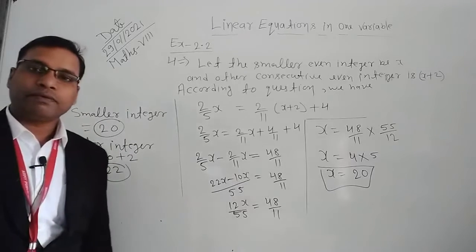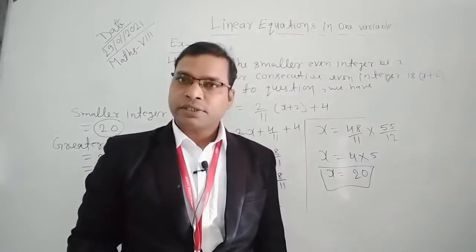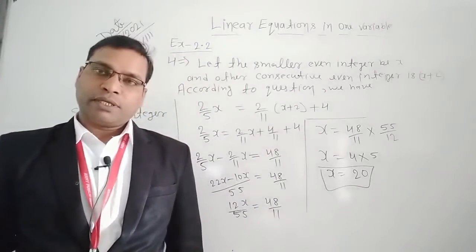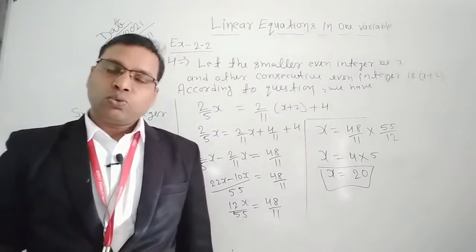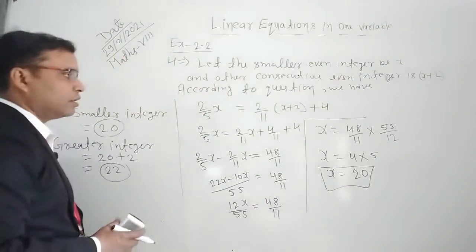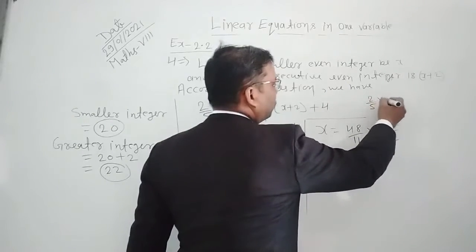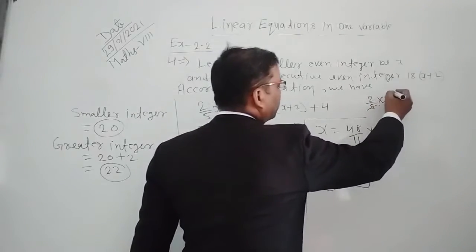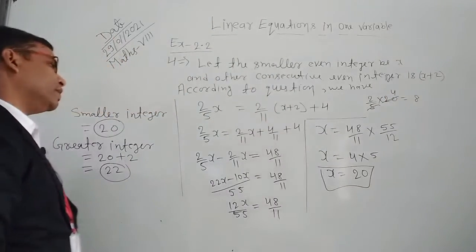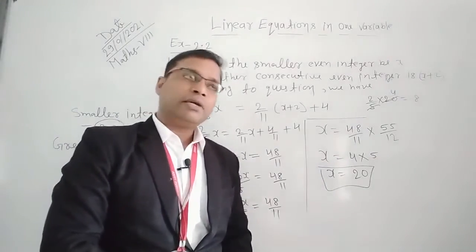In this way we find the two consecutive numbers, 20 and 22, such that 2/5 of the smaller number exceeds 2/11 of the larger by 4. So 2/5 of the smaller number means 2 by 5 into 20, which is equal to 8, and then 2 by 11.